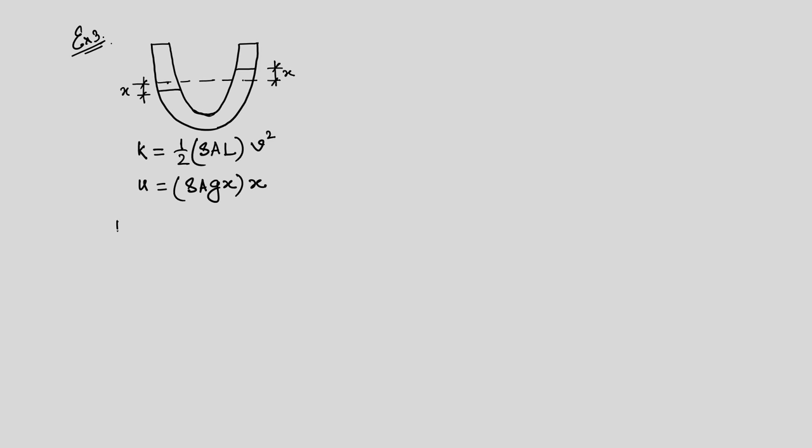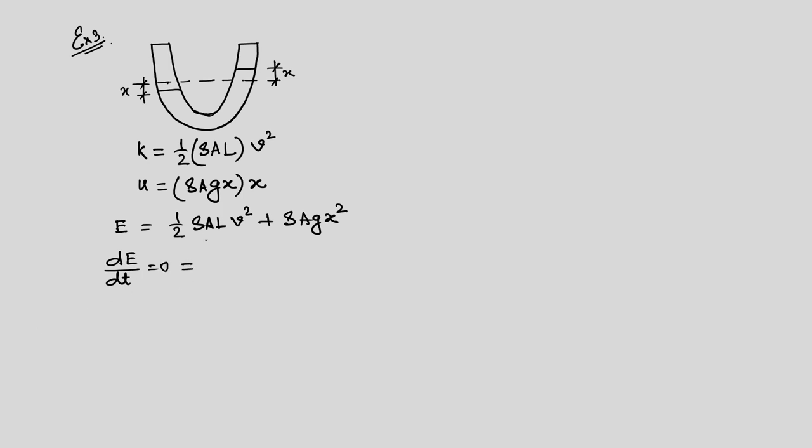So, what is the total energy? Again, it is the summation of these two. So, what we have, half rho A L times v square plus rho A g times x square. Again, we follow the same strategy. So, differentiate this total energy with respect to time and equate it to 0.